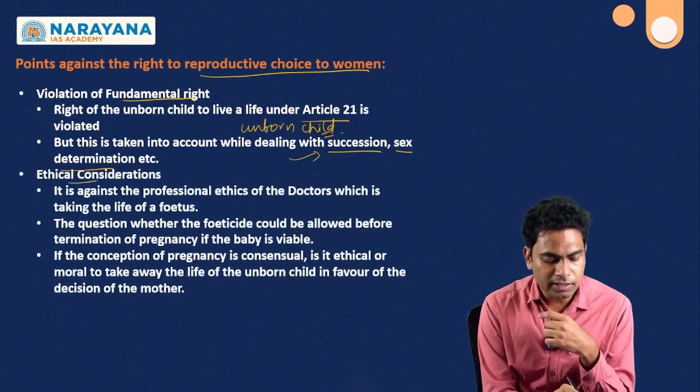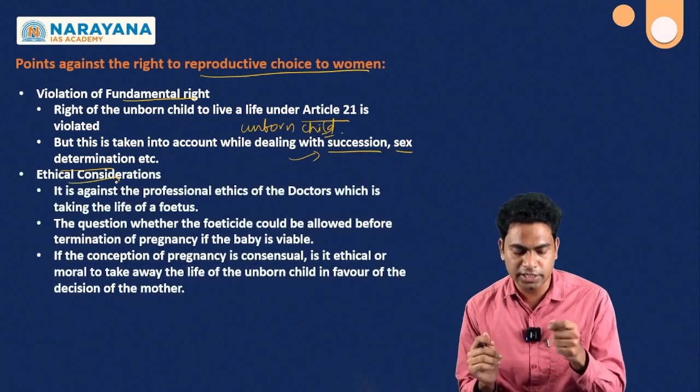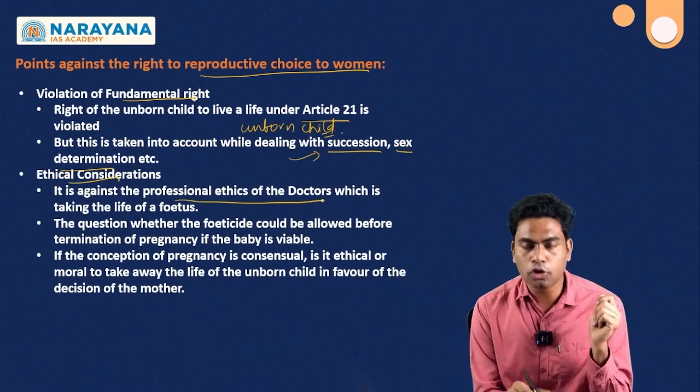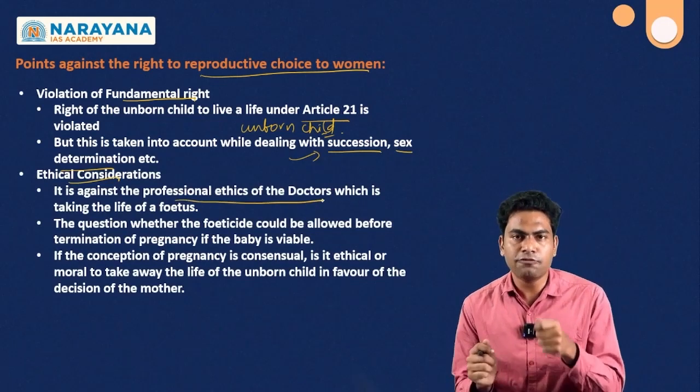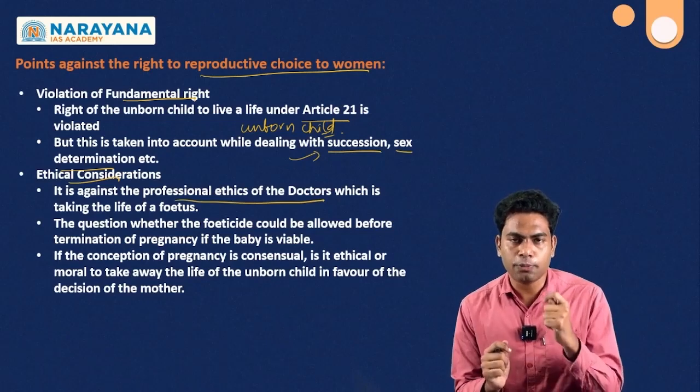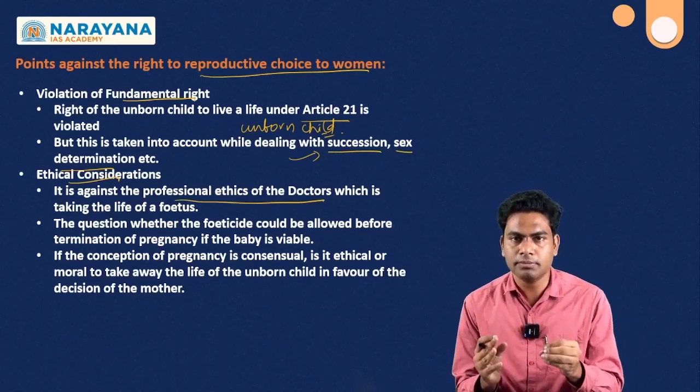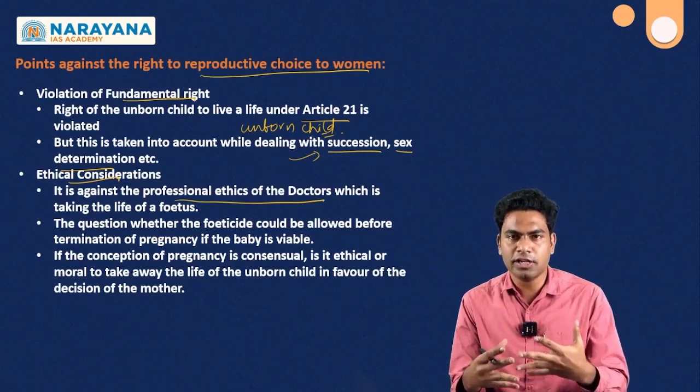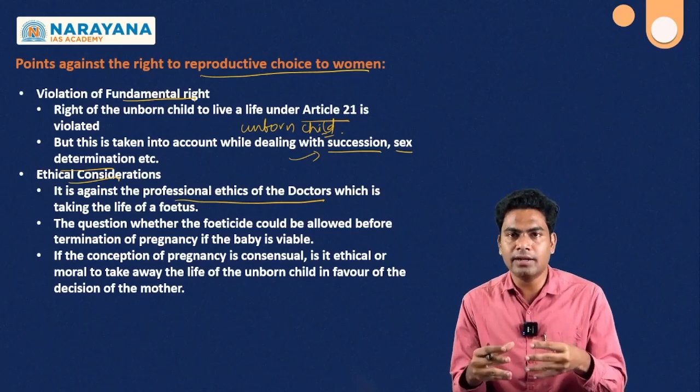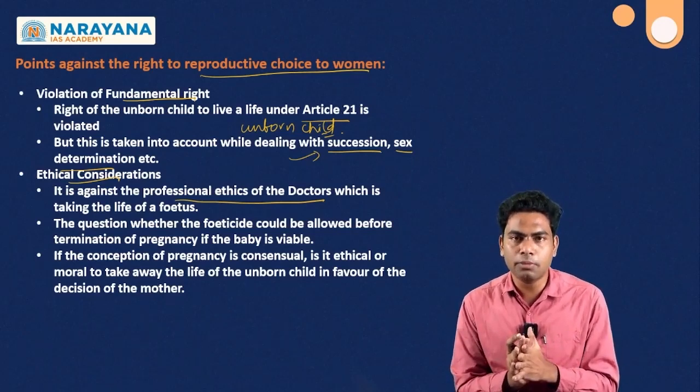Next up is ethical consideration. That is, it is against ethics. If you look into the professional ethics of a doctor, it is in favor of life. Professional ethics of a doctor dictates them to see that life flourishes rather than ends. Why? Because we are conducting abortions.